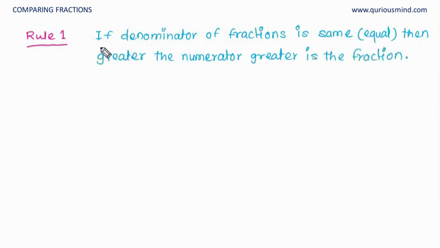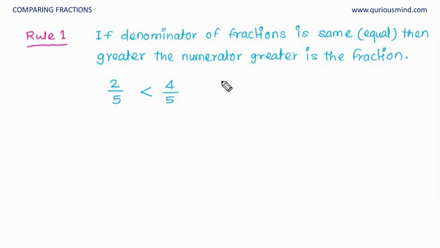So rule 1 states that if the denominator of fractions is same, then greater the numerator, greater is the fraction. For example, if I have two fractions, 2 upon 5 and 4 upon 5. Denominator is equal. Both places denominator is 5. Then greater the numerator. Numerator is greater here, 4. That will be greater fraction.